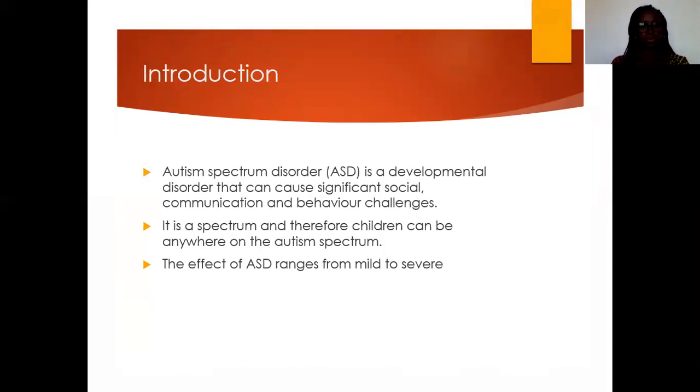By way of introduction, autism spectrum disorder is a developmental disorder that can cause significant social, communication, and behavior challenges. It's a spectrum, and therefore children can be anywhere on the spectrum. And then also the effect of ASD ranges from mild to severe. Where mild, the support the child needs from the family is very minimal, and severe, the support is greater.